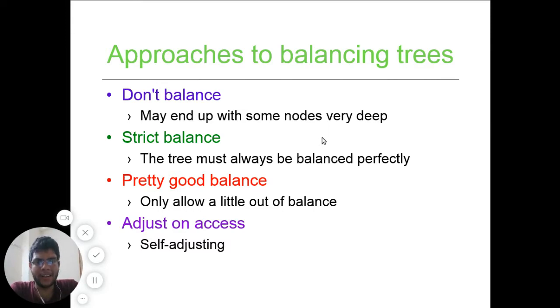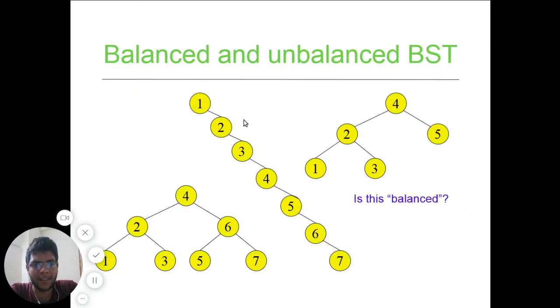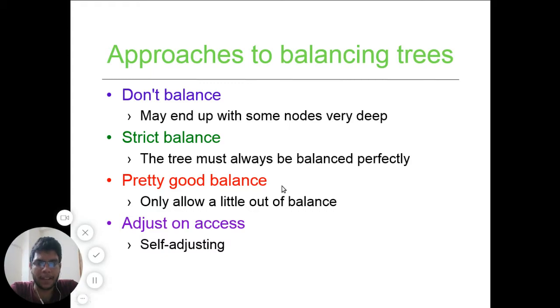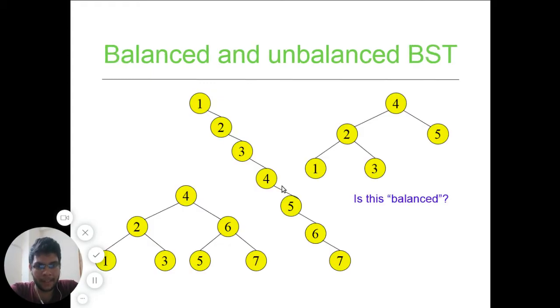We don't balance it. Let it end up with some nodes very deep. So what it lands up as is something like the second case. Or strict balance: the tree must always be balanced perfectly. So, as in the first case, it's a completely balanced tree as you insert the nodes.